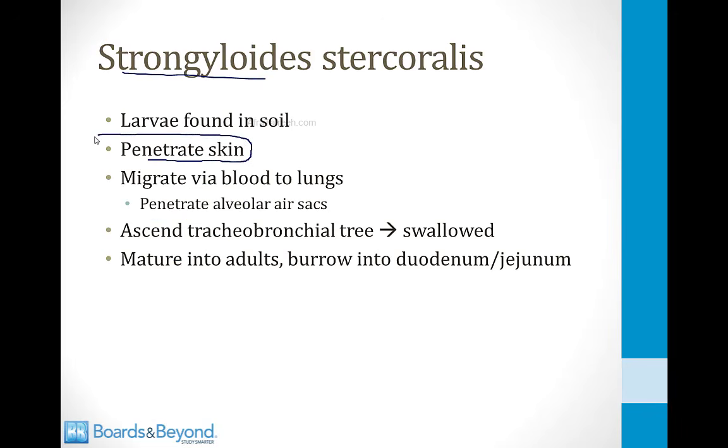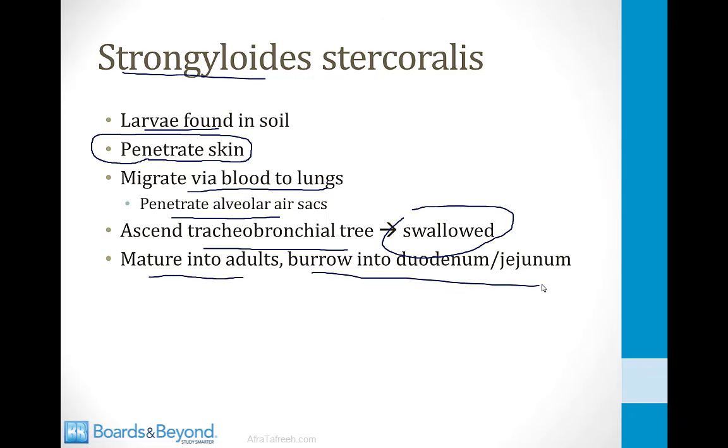The next intestinal roundworm is Strongyloides stercoralis, and this one is different because it penetrates the skin. You don't get this by ingestion of the worm or the eggs. So the larvae of Strongyloides are found in the soil, and if it gets onto your skin, the worm can penetrate the skin, and then it migrates via the blood to the lungs, where it penetrates the alveolar air sacs. Now, I told you this is an intestinal roundworm, so why am I talking about the lungs? Well, the reason is because once it penetrates those alveolar air sacs, it can ascend the tracheobronchial tree, and then you swallow it.